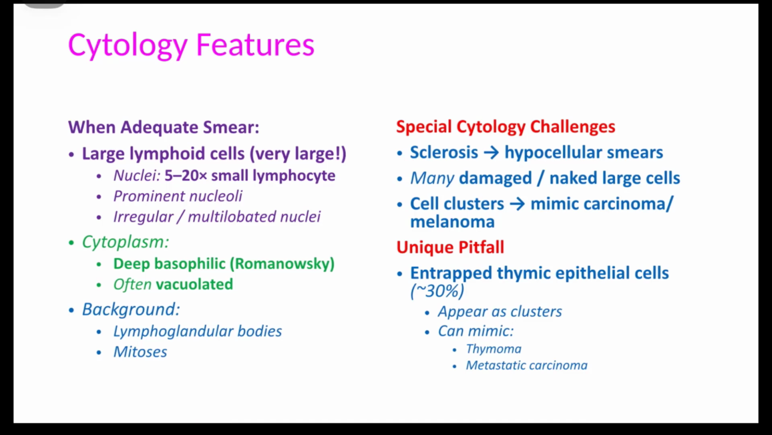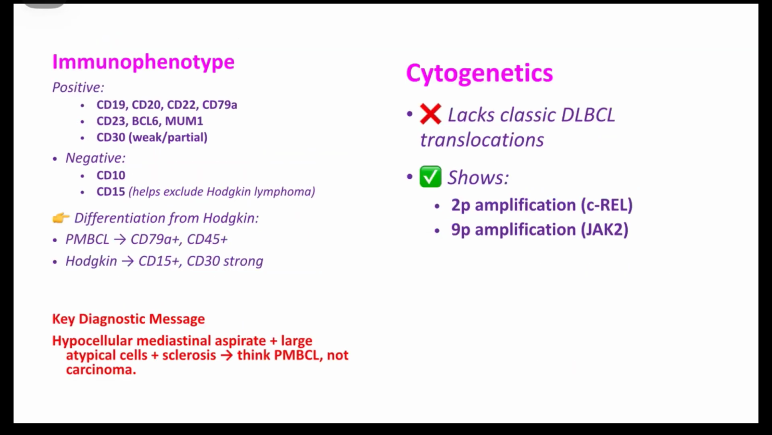Now, special cytological challenges include the presence of sclerosis, which gives a hypocellular smear, many damaged or naked large cells, or sometimes cell clusters which mimic carcinoma or melanoma. Now, a unique pitfall includes entrapped thymic epithelial cells which appear as clusters, and can mimic thymoma and metastatic carcinoma.